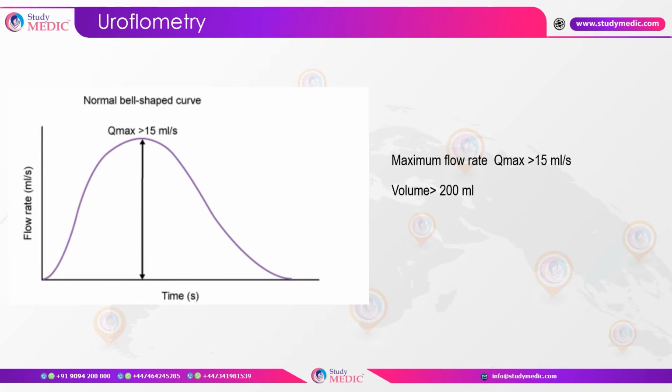Let us first see uroflowmetry. So this is a typical bell-shaped graph in which the flow rate is plotted against time. So Qmax, or the maximum flow rate, should be more than 15 mL per second, and you get this bell-shaped graph only when the volume of urine is more than 200 ml.